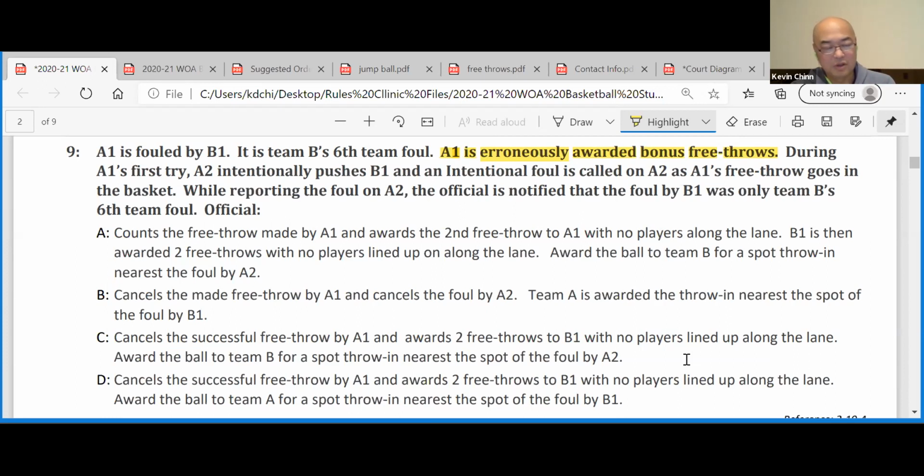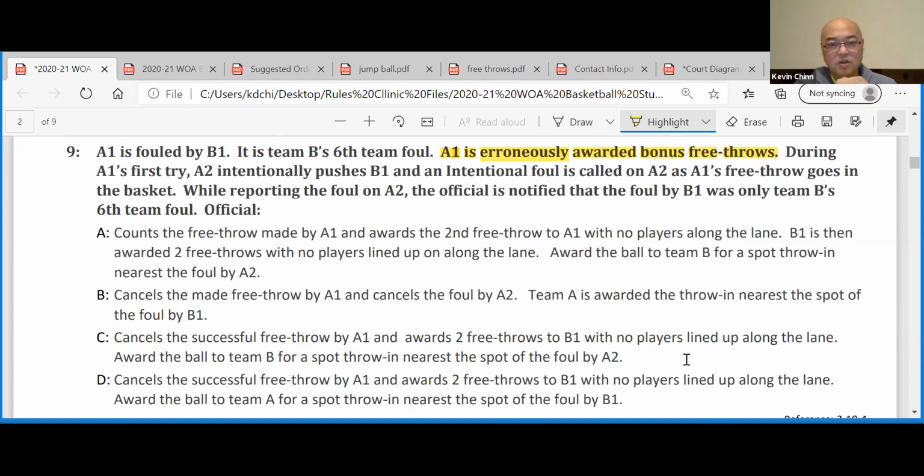Basically, one of the items that you can correct under the correctable error, and there's only 5 of them, is awarding an unmerited free throw. That is one of the 5 correctable errors. So in this case, they're awarding free throws to A1. Those can be taken away as long as we're within the correctable error time frame. And that's in this little diagram, okay?